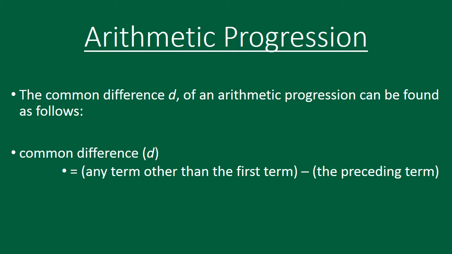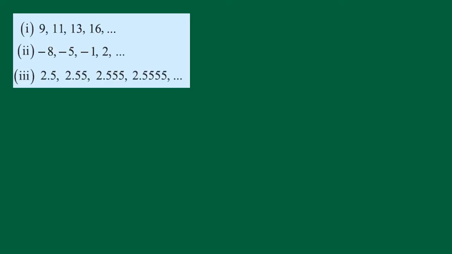And a common difference, denoted by d, of an arithmetic progression can be found as follows. Common difference: you can take any term other than the first term, and you can subtract the preceding term. You don't have any other term before the first term, so that's why we say any term other than the first term. So let's see whether these are arithmetic progressions.